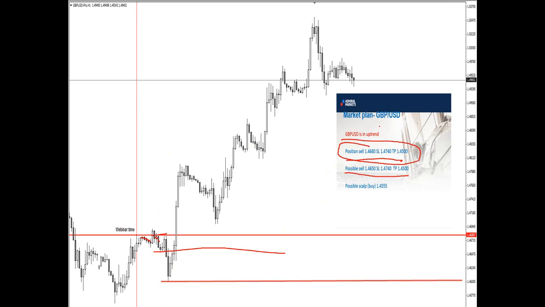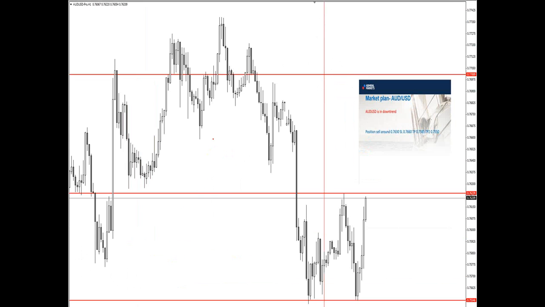So this is GBP dollar. Very good trade, GBP dollar. Australian dollar was also good. This was webinar time. This vertical red line is always our webinar time.